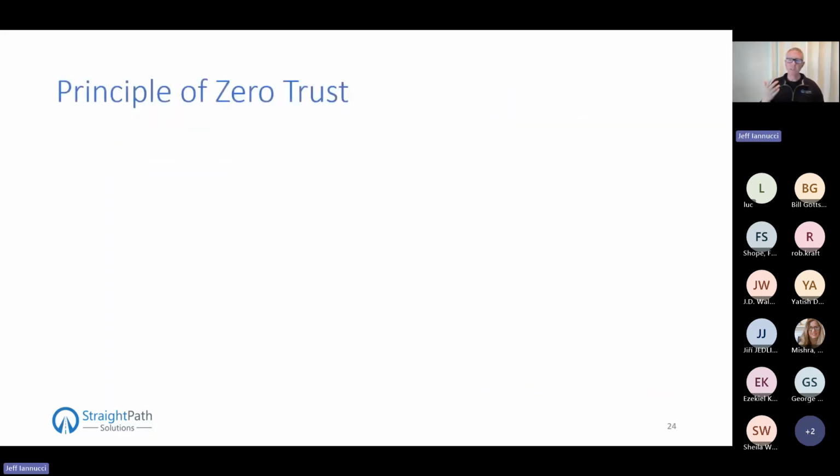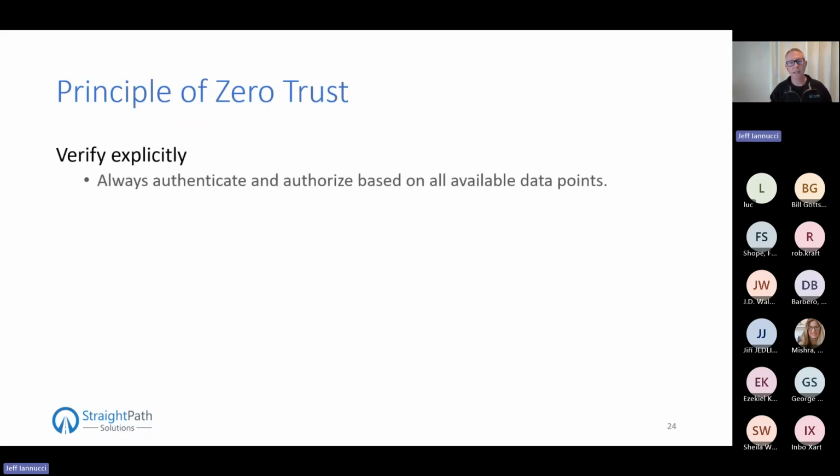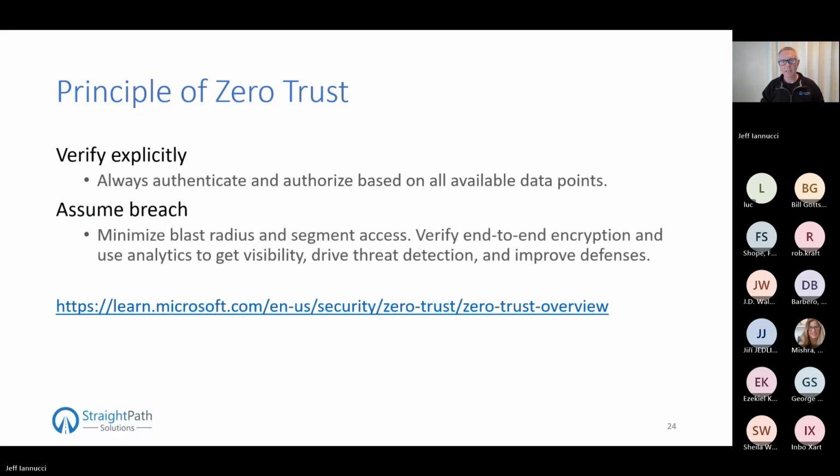First, the principle of zero trust. I feel like I should have put something here. It's like trust no one from The X-Files, but it doesn't mean that exactly. But it does mean that we always want to authenticate and authorize based on all available data points. And this is kind of a key component that goes along with that. Not only do we want to verify explicitly through things like multi-factor authentication, we want to assume a breach.